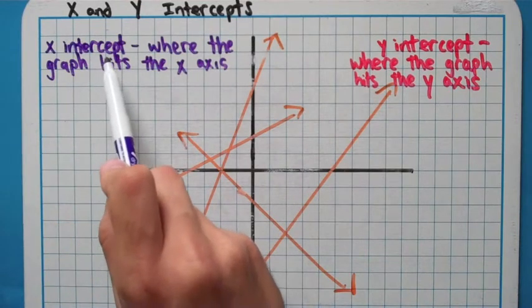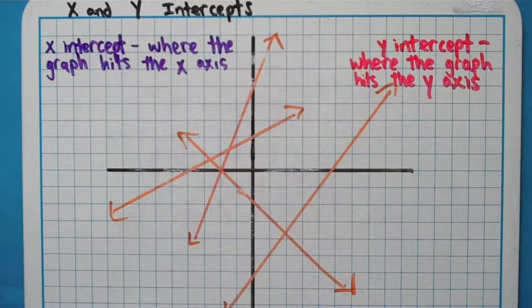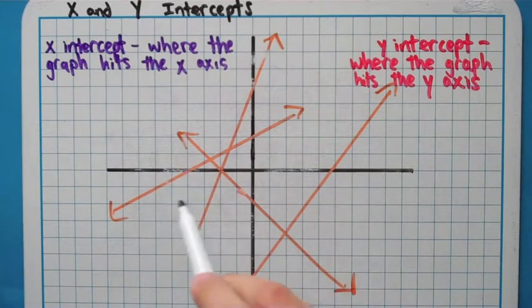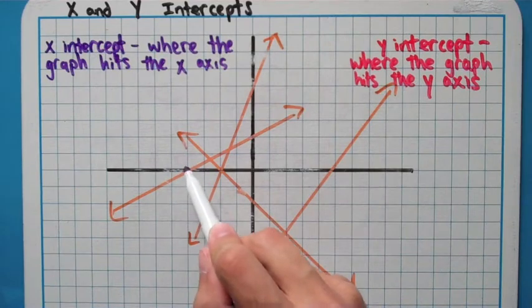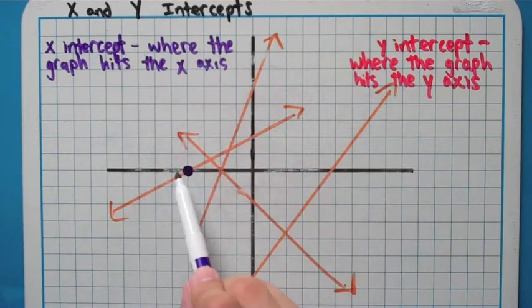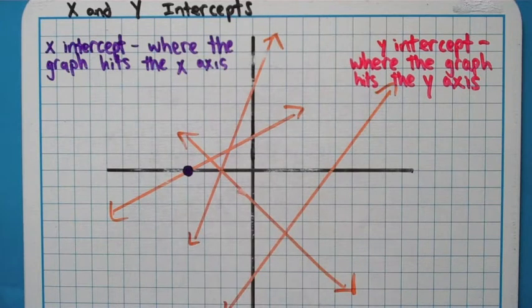So an x-intercept is where the graph hits the x-axis. Picture if x is a football player, where he intercepts the football. Picture this line right here is a football flying through the air. This is x right here. He's going to intercept that football. X is right there. That is an x-intercept. It's where this graph right here hit the x-axis.